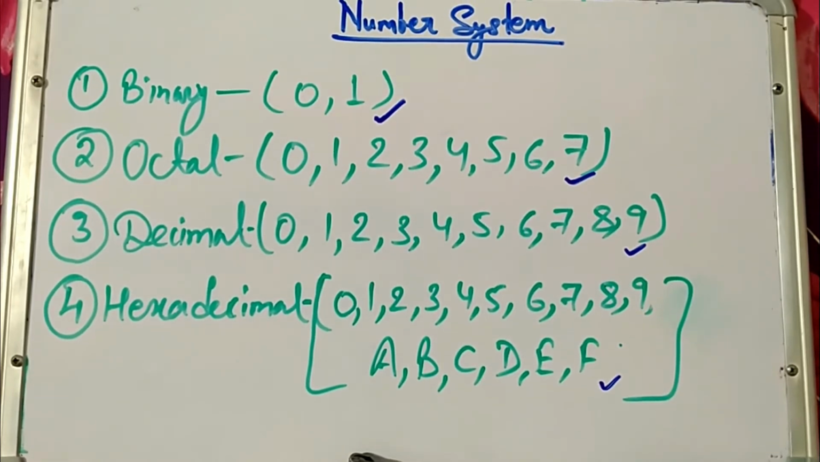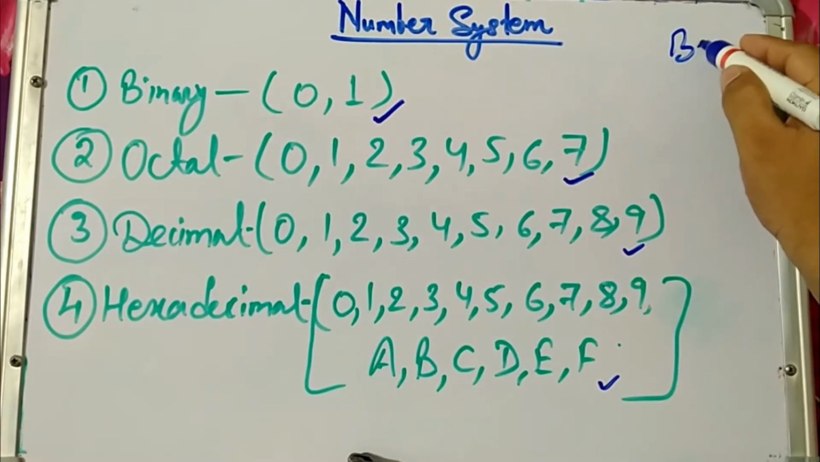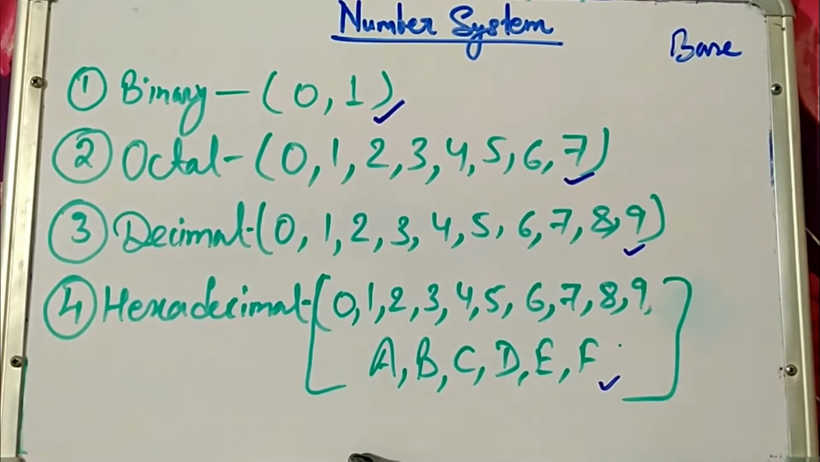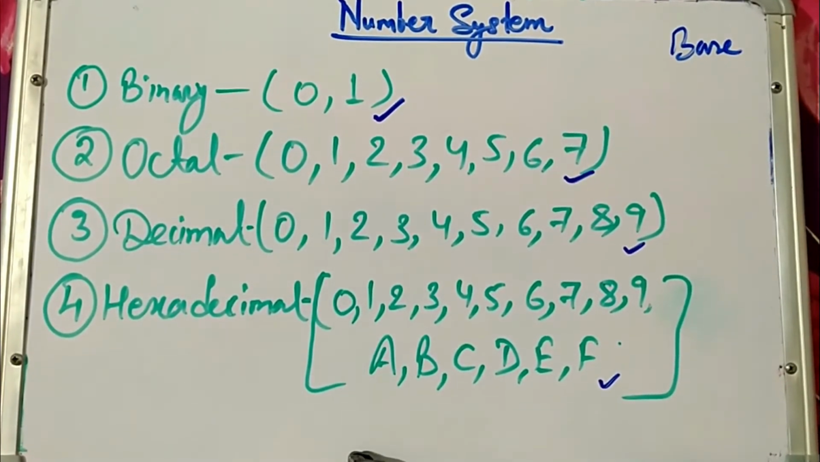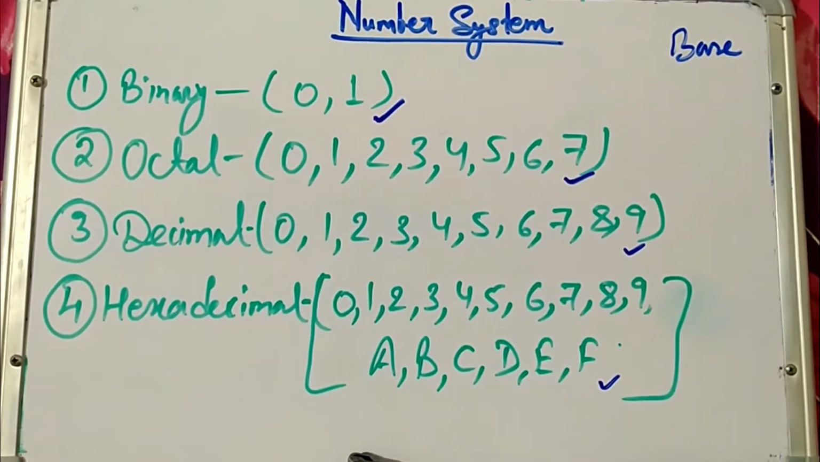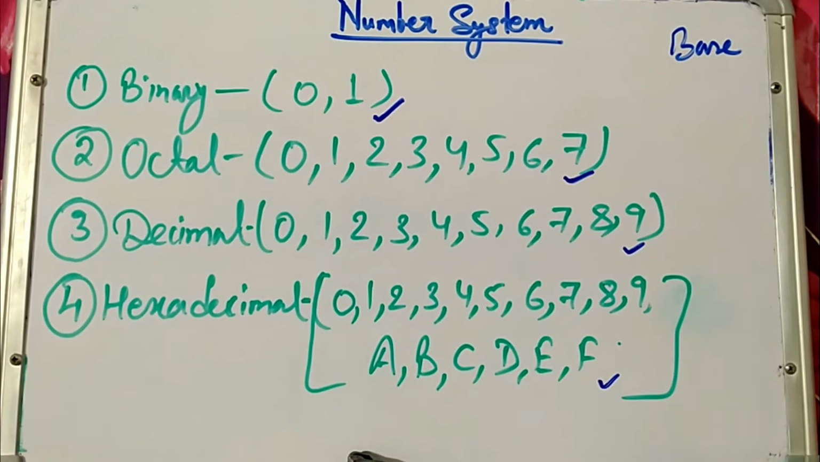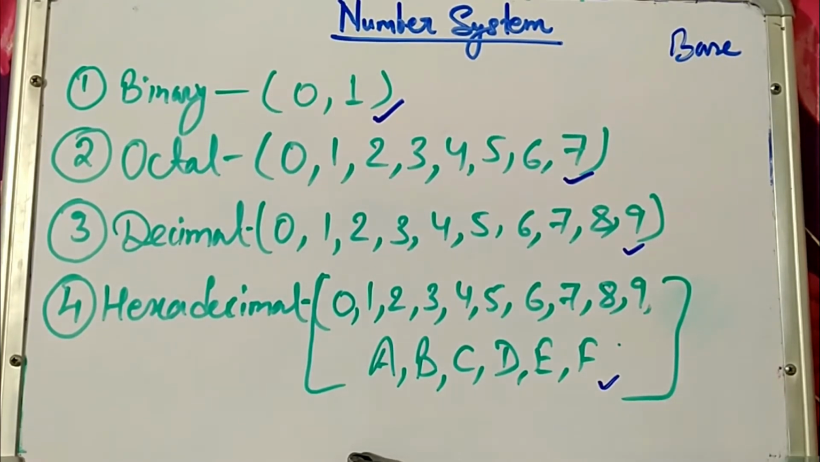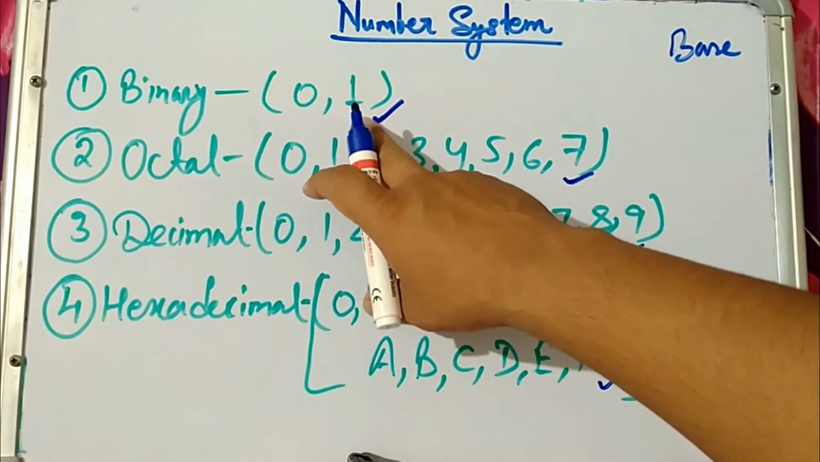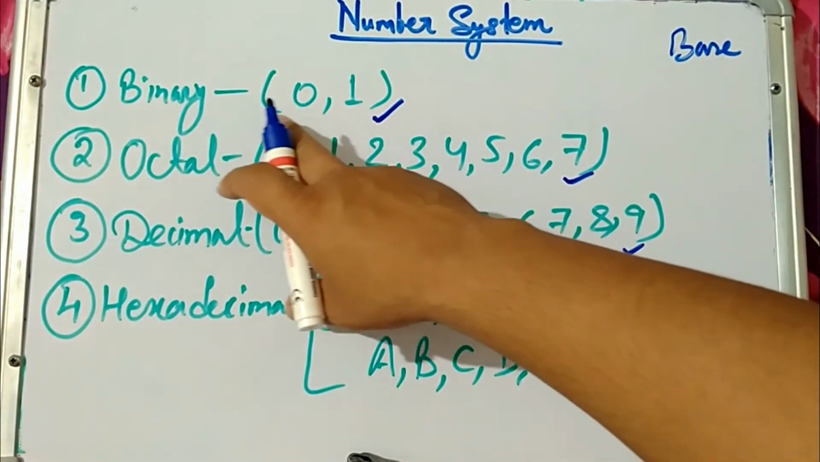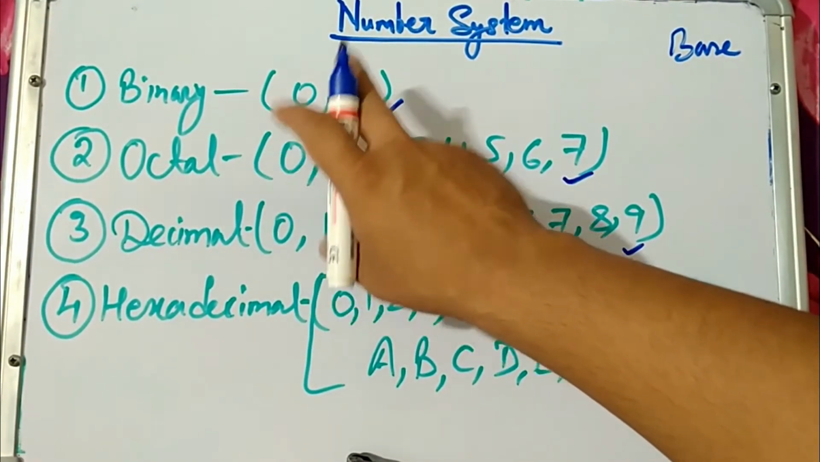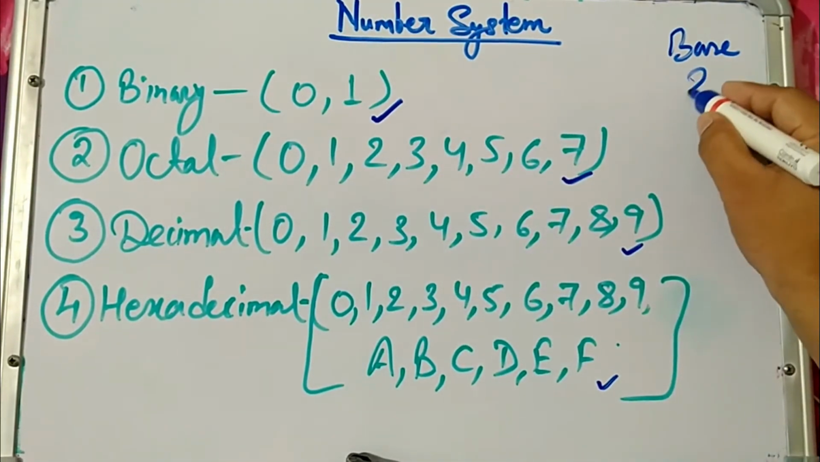Now I am going to tell you about the base. Base is very important to understand how the number system works and how the conversion takes place from one number system to another. Base is how many numbers we can use in the system. As you can see, 0, 1, how many numbers? 2. So the base is 2.